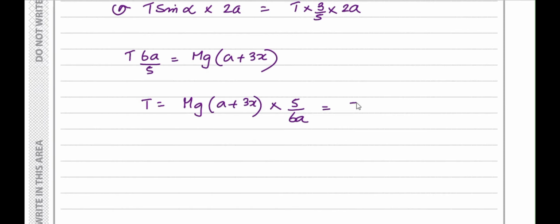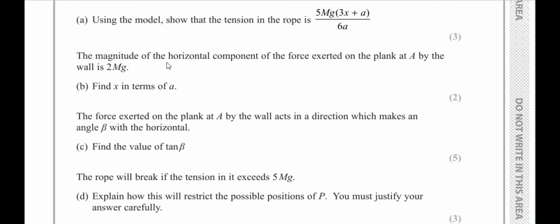That's equal to 5mg(a + 3x) all over 6a, which is as per the question. So we have shown that T is equal to the requisite expression. Part B. The magnitude of the horizontal component of the force exerted on the plank at A by the wall is 2 mg. Find x in terms of A.